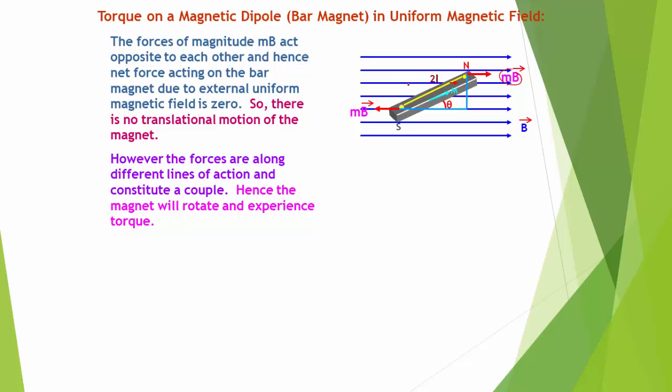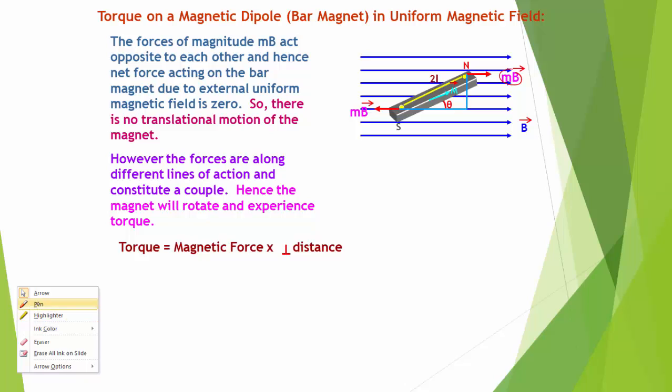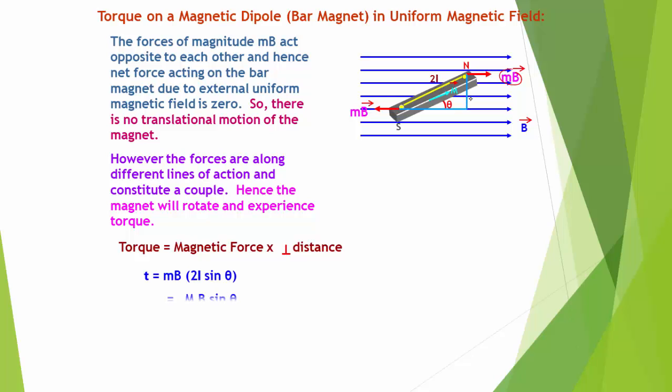Now I am going to calculate the value of torque. Torque is equal to magnetic force into perpendicular distance. The magnetic force has the value MB. The perpendicular distance is related to the magnetic length.